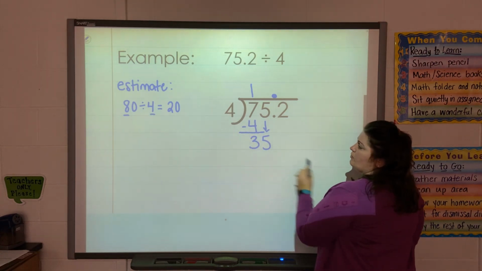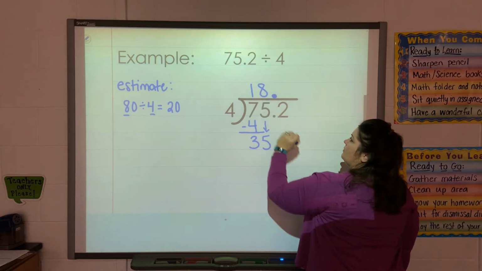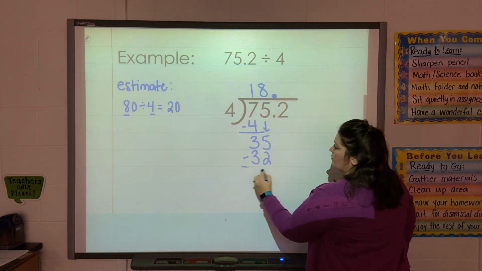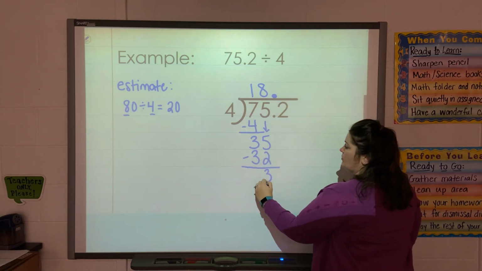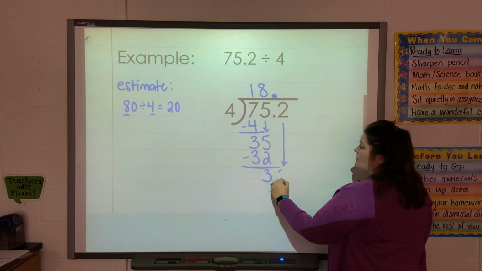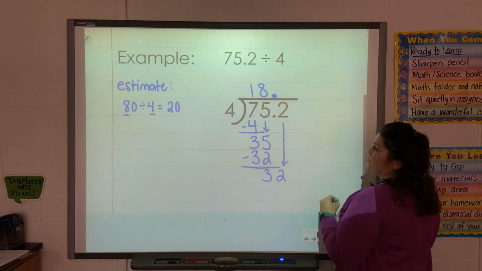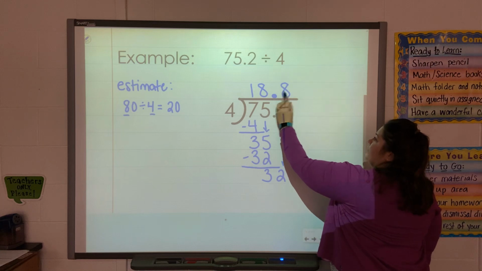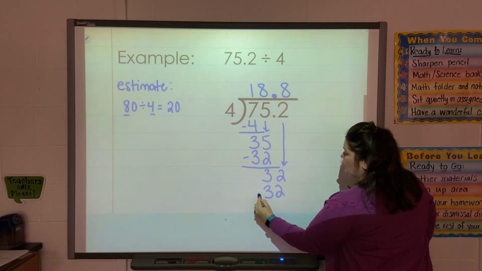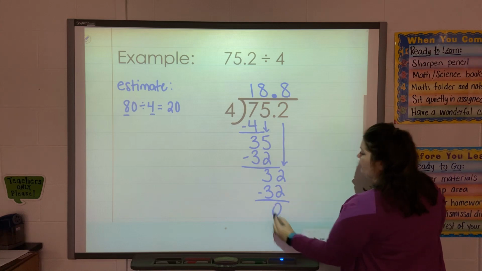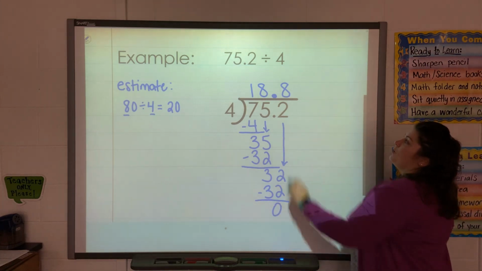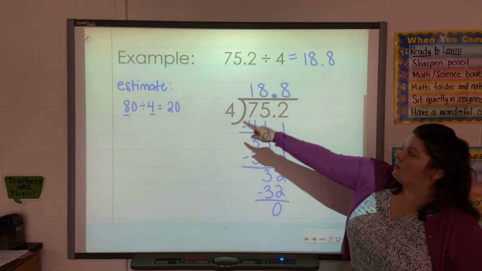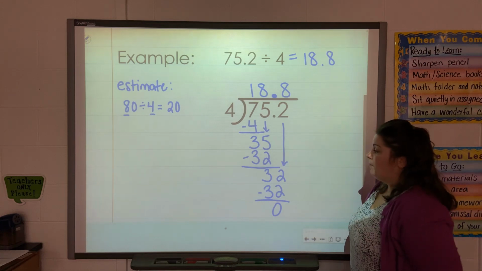How many 4s come out of 35? 8. 8 times 4 is 32. Subtract. 35 minus 32 is 3. Bring down the next number. Remember, we're ignoring this decimal point to divide. How many 4s come out of 32? 8. 8 times 4 is 32. So I have nothing left. So my quotient is 18 and 8/10. And that is close to my estimate of 20, so I know my answer is reasonable.